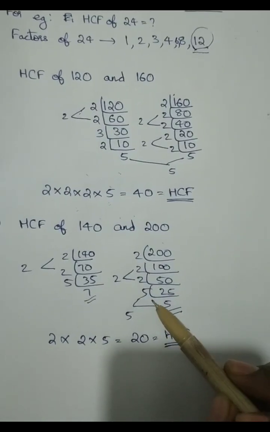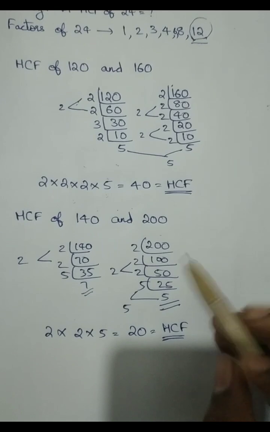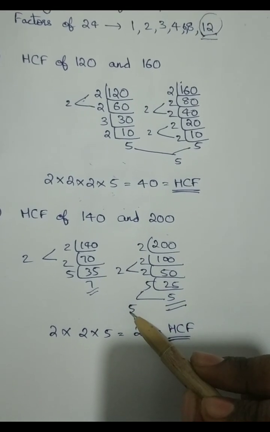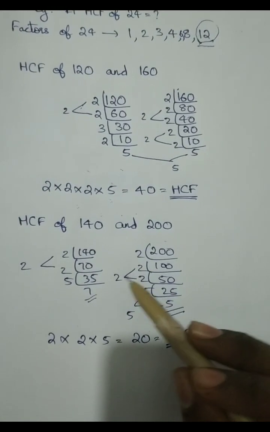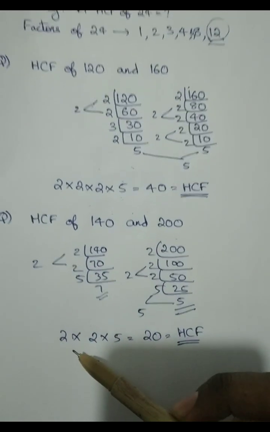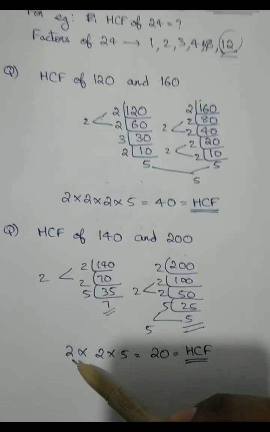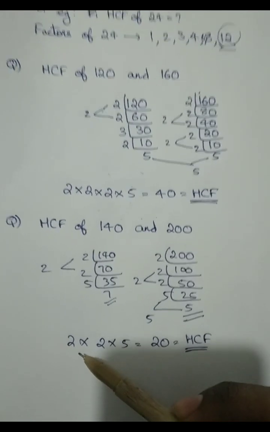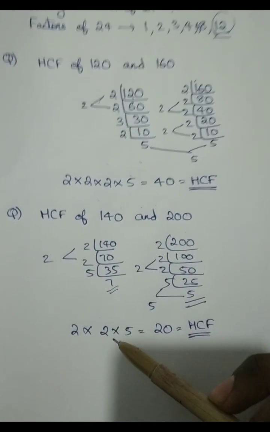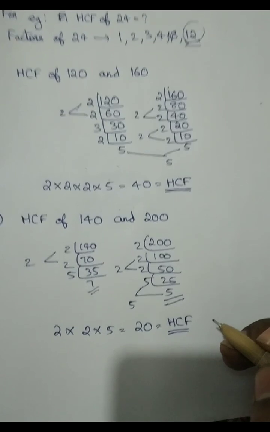And we would take the common factors in every single step. So 5 is common here, so we take 5. 2 is common here, we take 2, and 2 is common here also, so we take 2. When multiplying each, we get 2 into 2 into 5. 2 into 2 is 4, and 4 into 5 is equal to 20. And that would be the HCF.